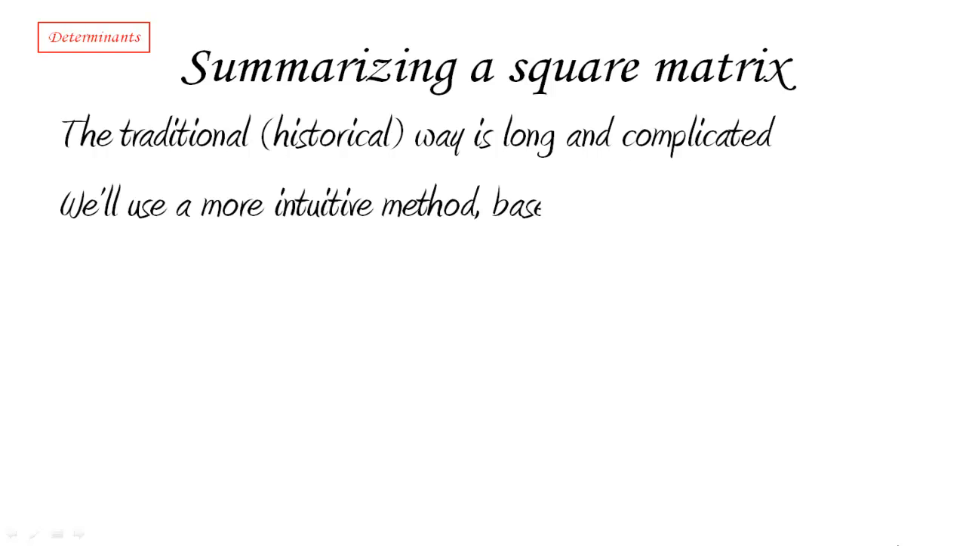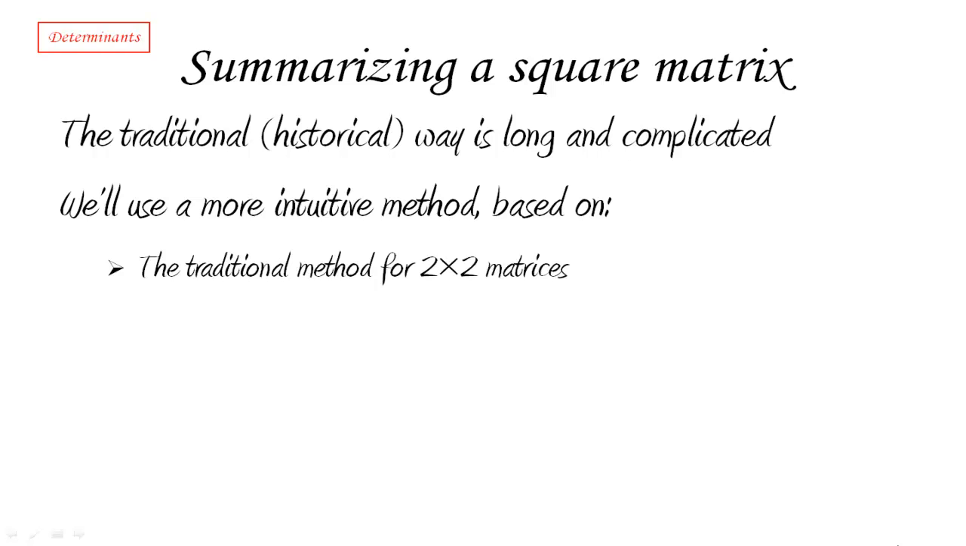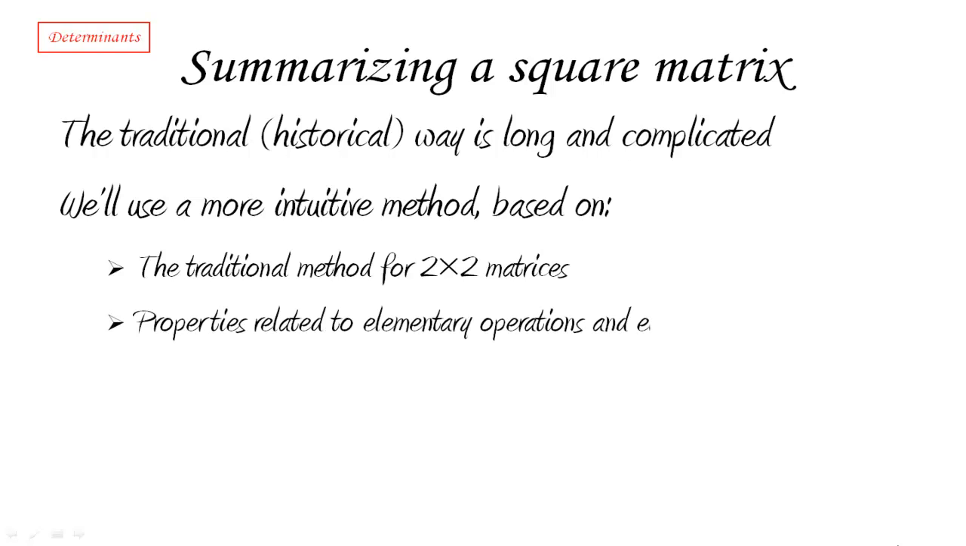Instead, we're going to use a more intuitive method, which is based on things that should be fairly familiar to you. First of all, I'm going to actually use the traditional method for 2x2 matrices. That's a very simple case that can be explained very quickly, very easily. And the idea that we're going to develop there is then going to be used in order to develop the definition of determinant for bigger matrices. Then we're going to use some properties related to elementary operations and elementary matrices. We have studied those recently. You may remember that each elementary row operation corresponds to multiplication by an elementary matrix, so we're going to use those elementary matrices and the corresponding row operations quite a bit.